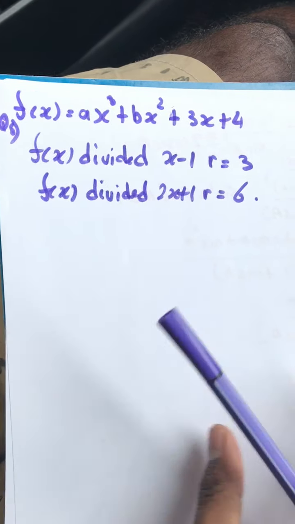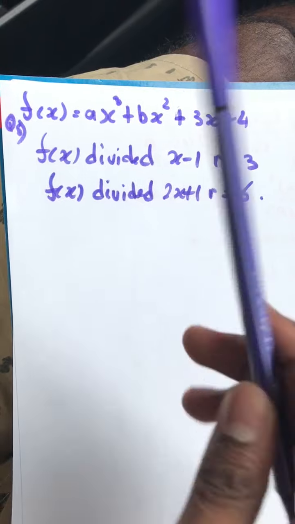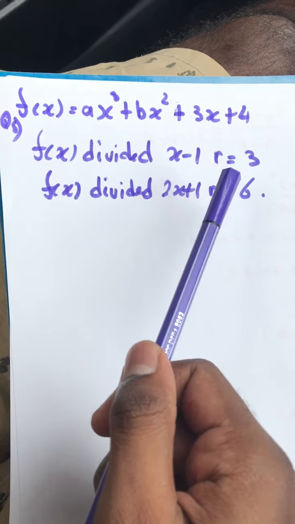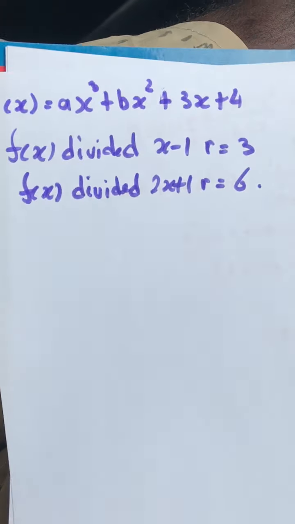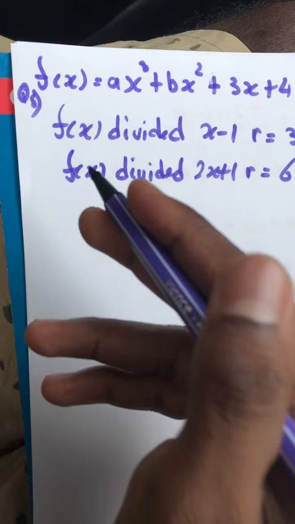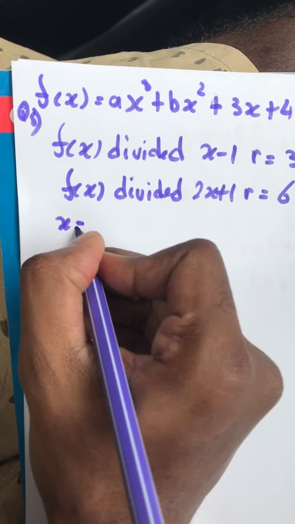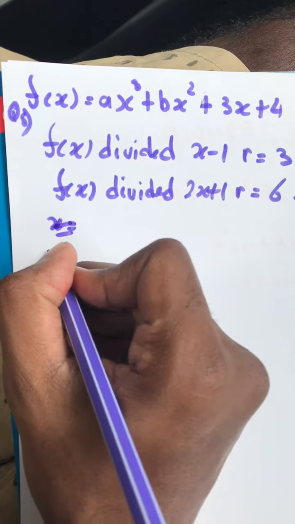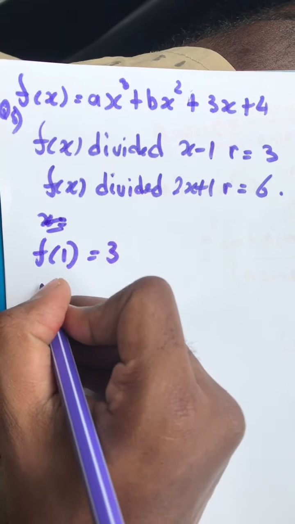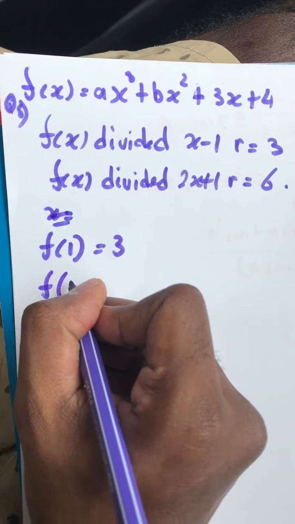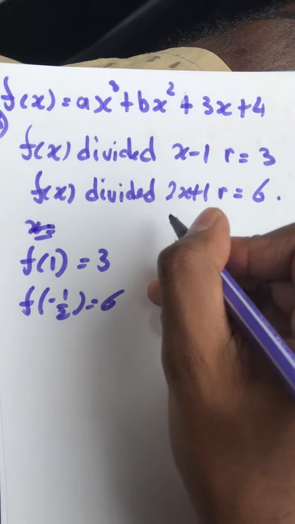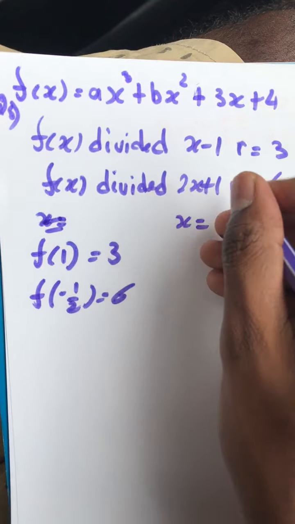What if they said x minus 1 is a factor of this polynomial? Remember, when I say x minus 1 is a factor, that means your remainder has to be 0. So I'm going to translate this into a form that we all understand. For f(1) my remainder is 3, and for f(negative 1 over 2) my remainder is 6.